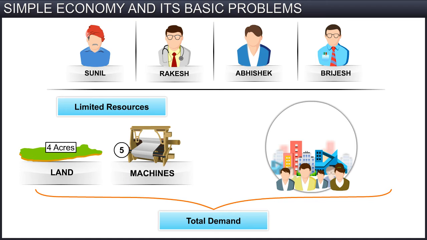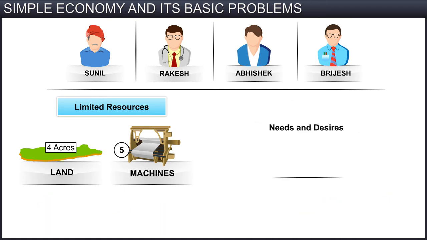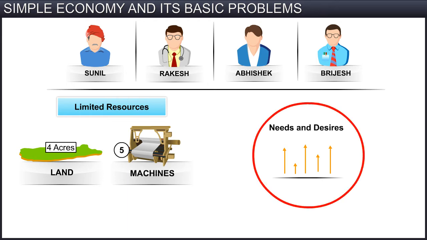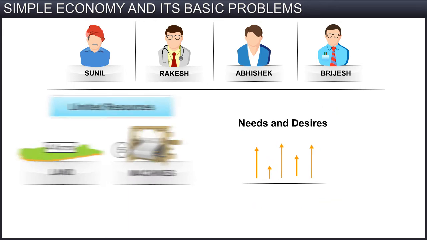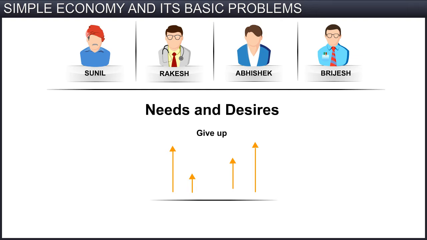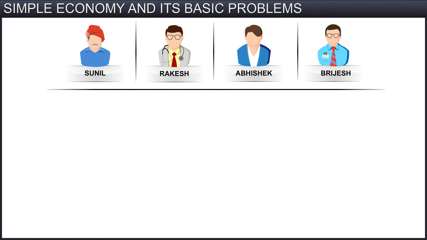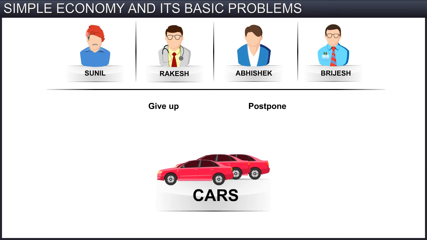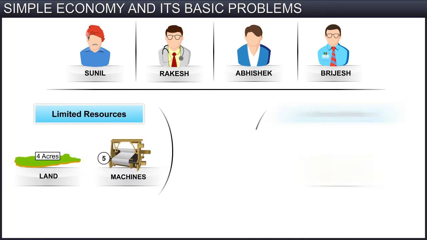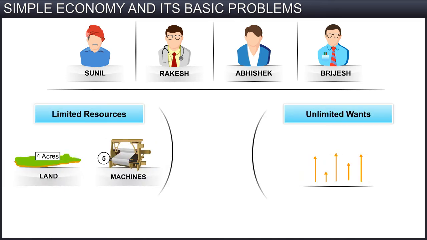Here, we have observed that since our needs and desires are unlimited, it is not possible to satisfy them all with limited resources. Therefore, we have to give up or postpone some of these wants. In this case, the four friends decided to give up or postpone their idea of purchasing cars. The problem of limited resources and unlimited wants is faced by all individuals.